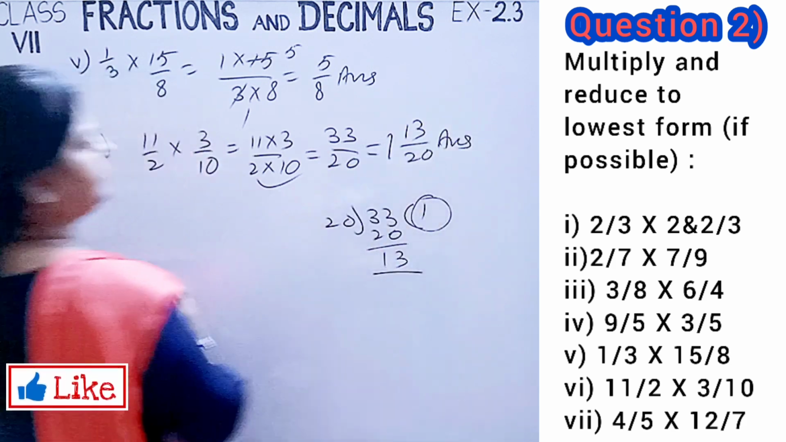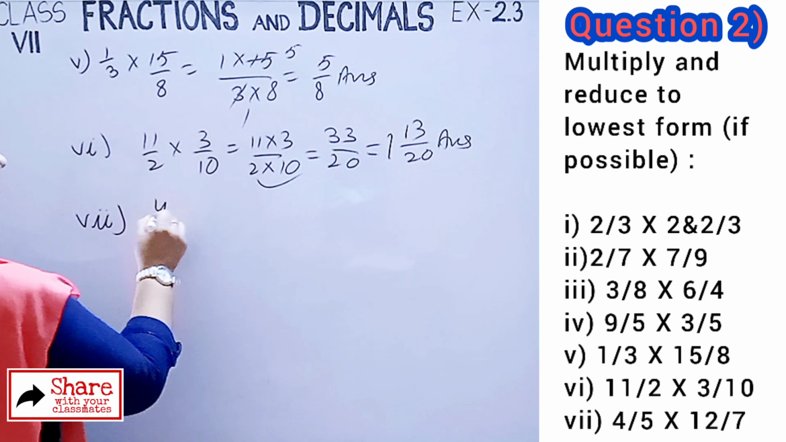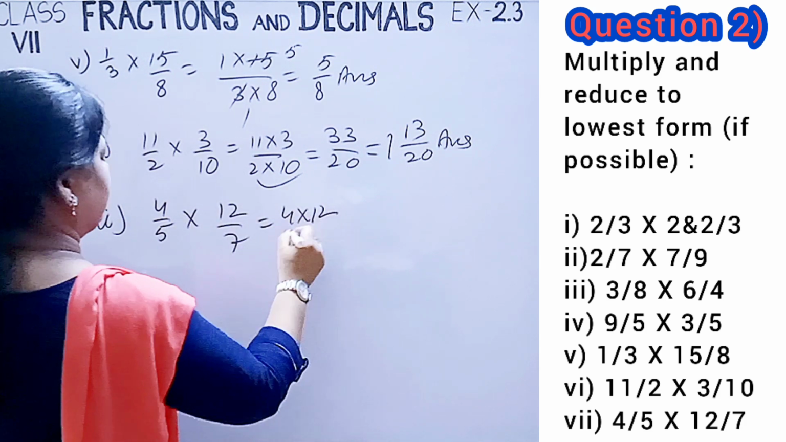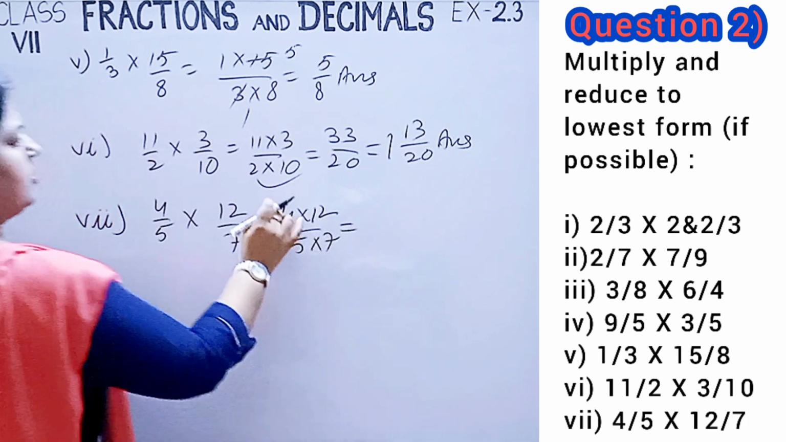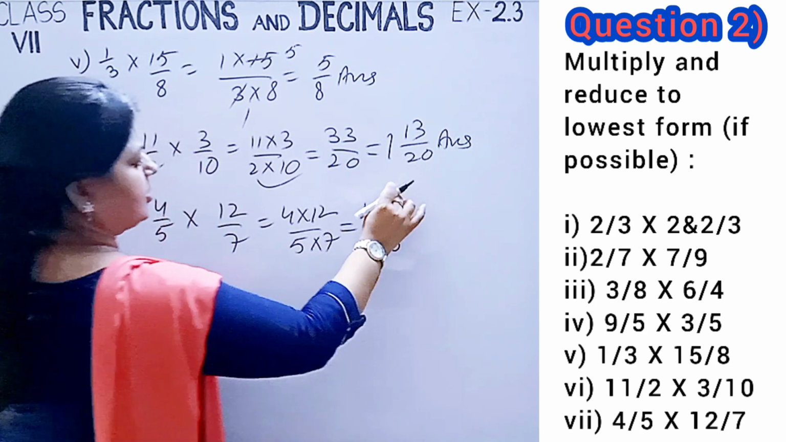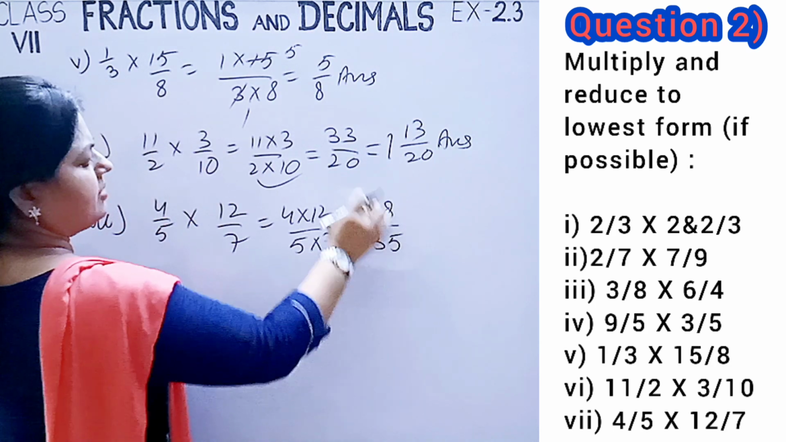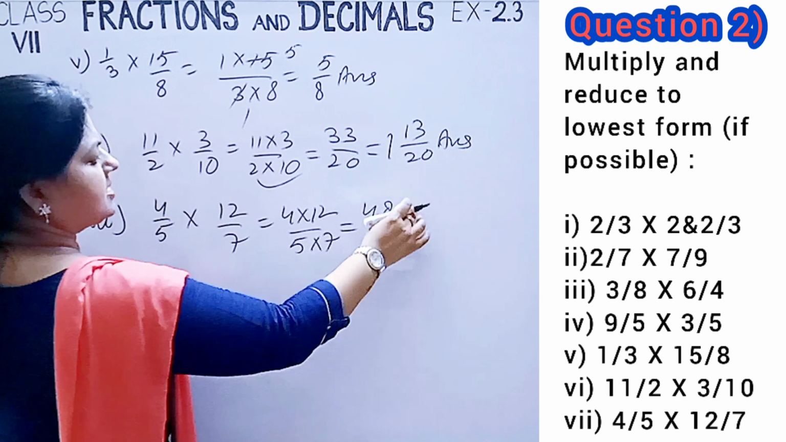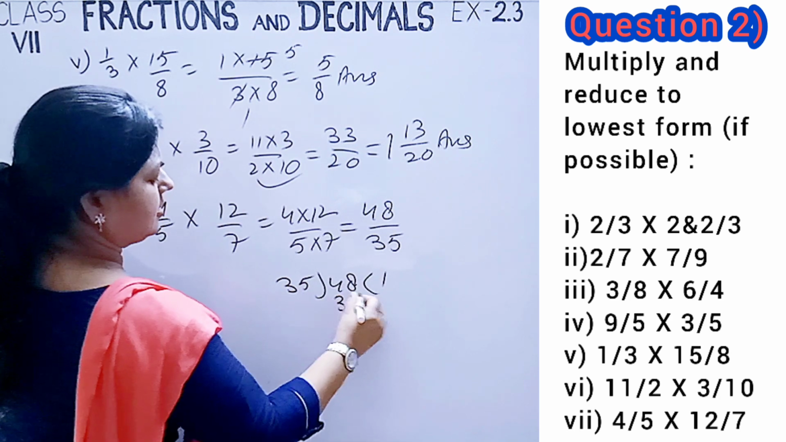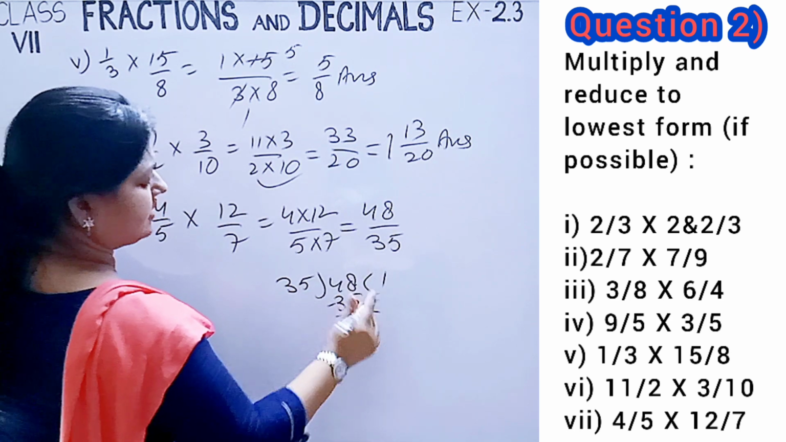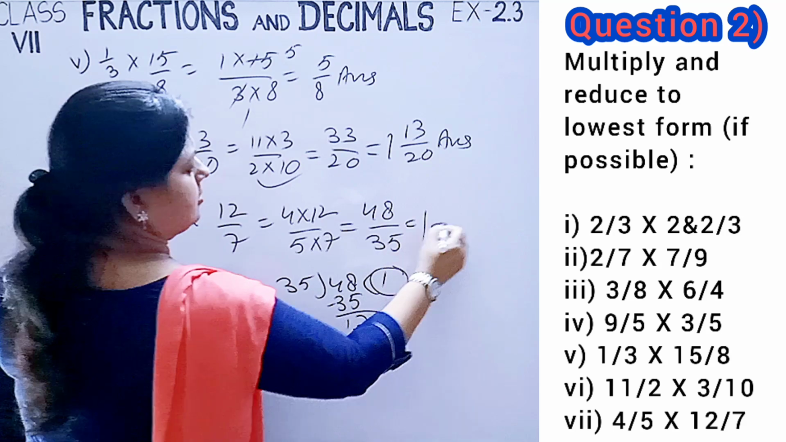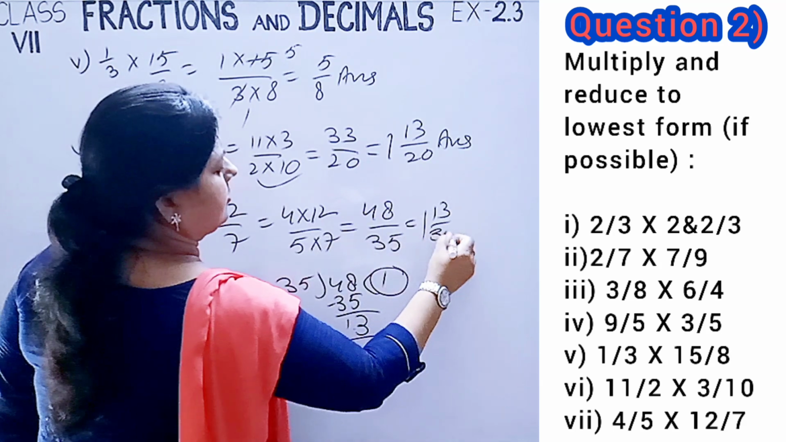Answer. 7th part. 4 by 5 into 12 by 7. So 4 into 12 upon 5 into 7. 4 12s are 48. 5 7s are 35. So 48 upon 35 is an improper fraction. So we have to convert this number into mixed fraction. So 35, 48. 35 ones are 35. So we got 8 minus 5, 3, 4 minus 3, 1. So 1, 13 and 35. Answer.